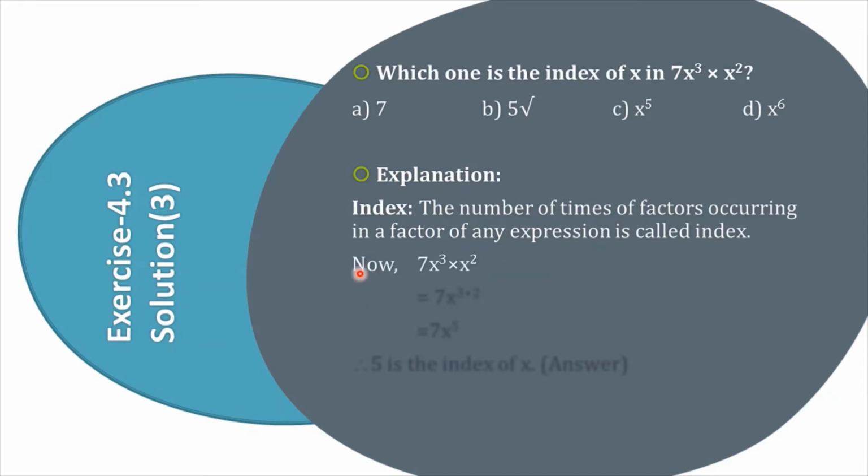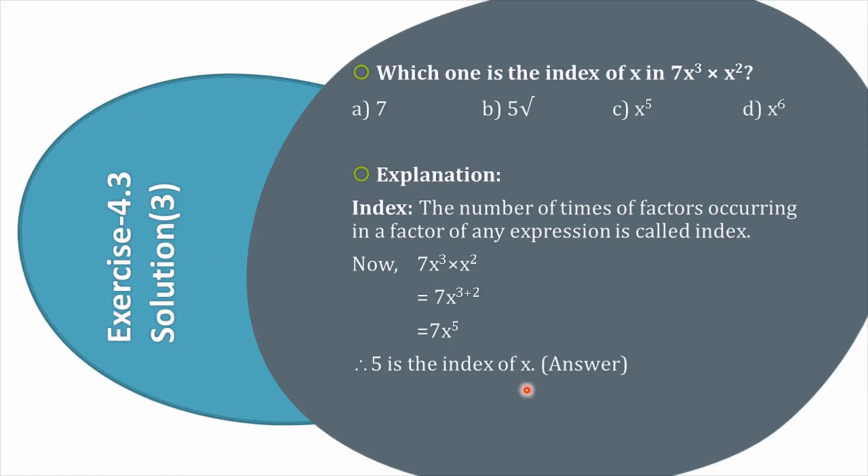Now 7x cube multiplied by x square, and as you know, in the same variable the power will be addition, because in here there is a multiplication sign, and in the same variable, if there is a multiplication sign between them, then the power will be added between them. Okay, so 7x to the power 3 plus 2, that is 7x to the power 5. As you can see, therefore 5 is the index of x.